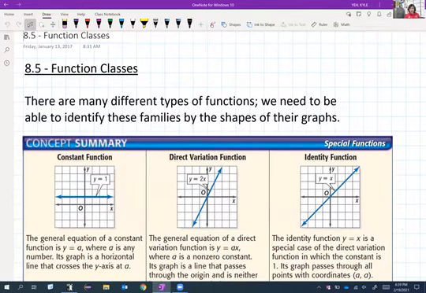Howdy guys, I am back with section 8.5 from our textbook, which is kind of a nice section because really at the end of the day, it's mostly a review of things we've talked about before. It's called function classes. Let's dive on in.